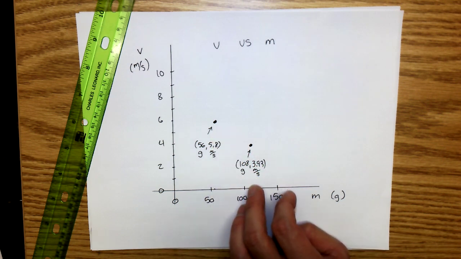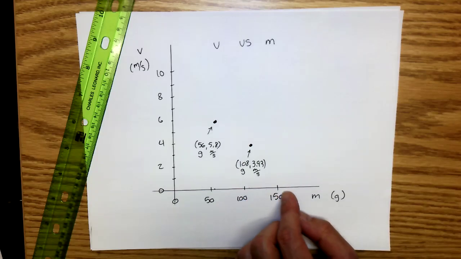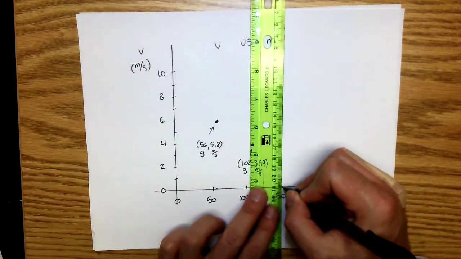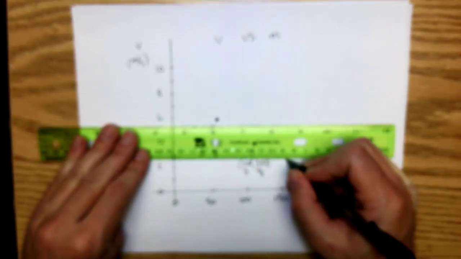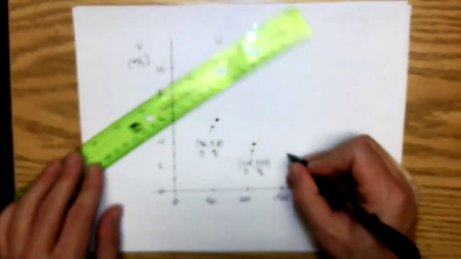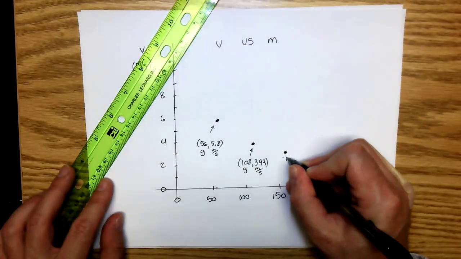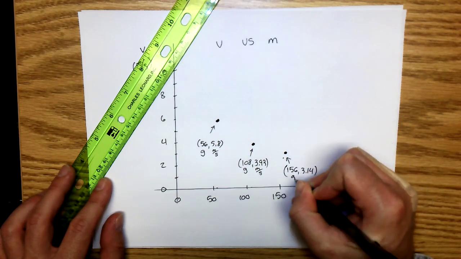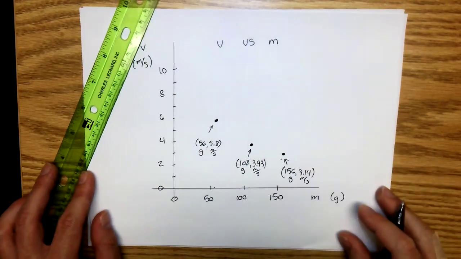All right, next one. I got 156 grams. That was going at 3.14 meters per second. So 156, 3.14. It's pretty close to there. 156, 3.14, grams and meters per second. You guys are labeling all these points.